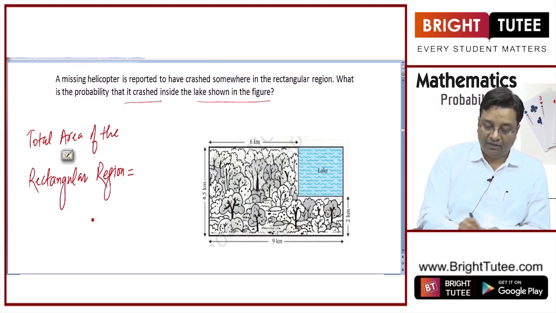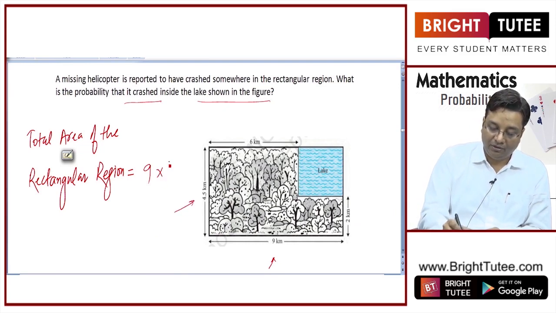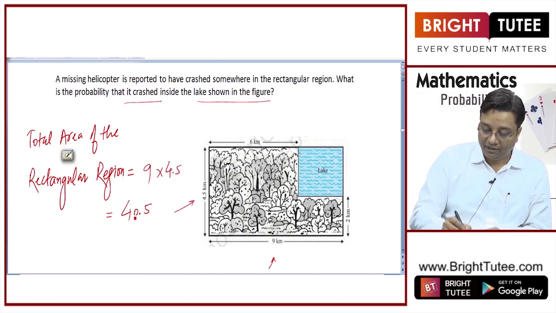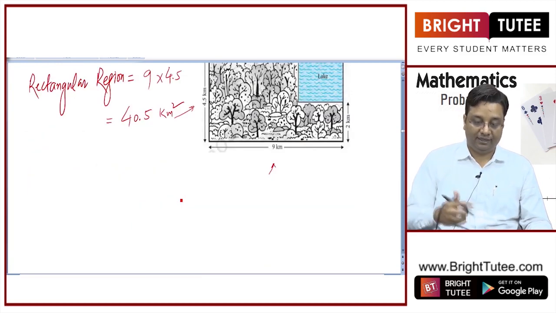So the total area of the rectangular region is length into breadth. So length is 9, right? This is 9, and breadth is 4.5. So it is equal to 9 into 4.5, which is equal to 40.5, and the unit is kilometer square. So this is the total area, the total possible area.